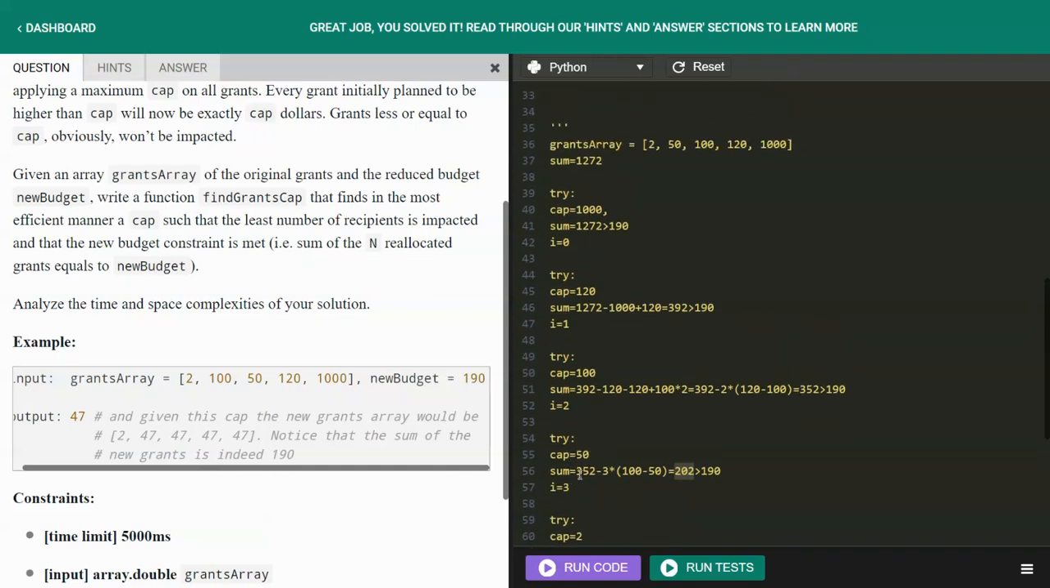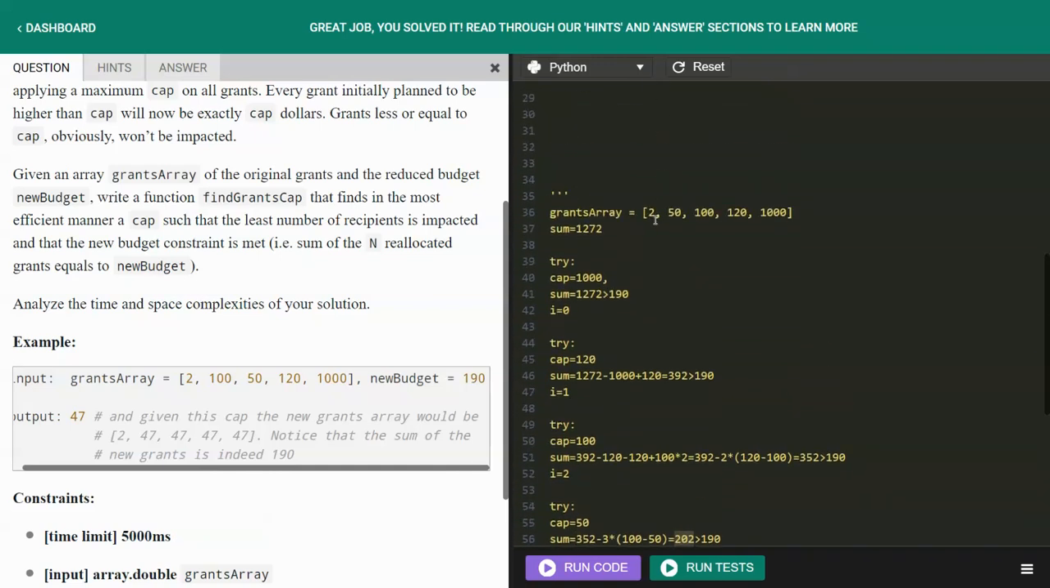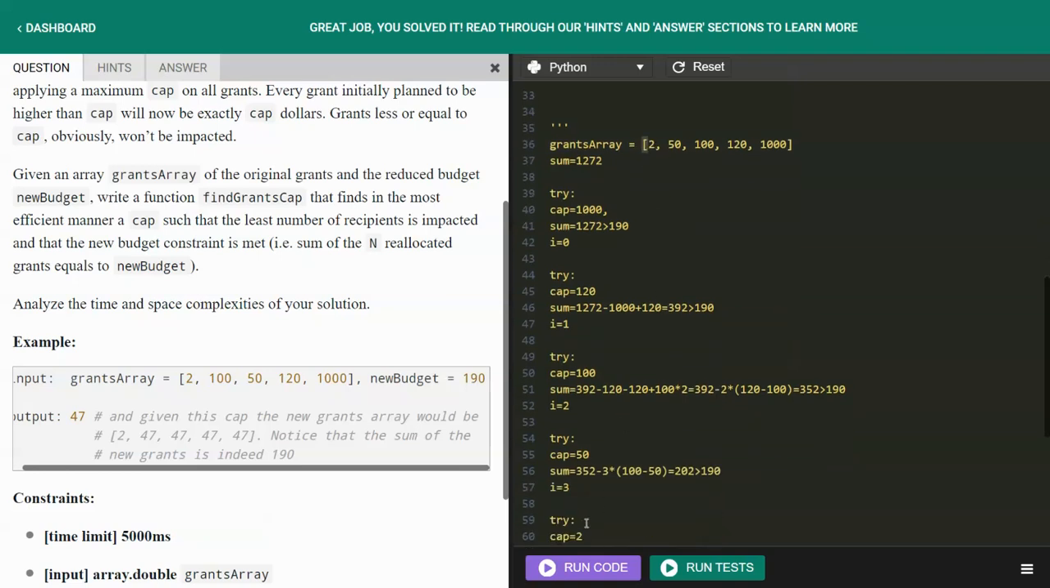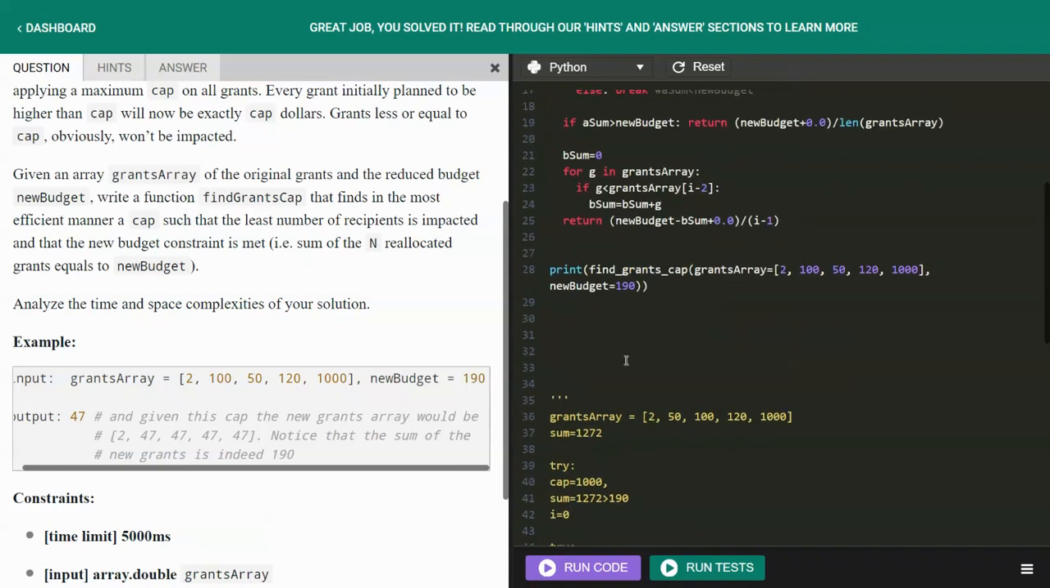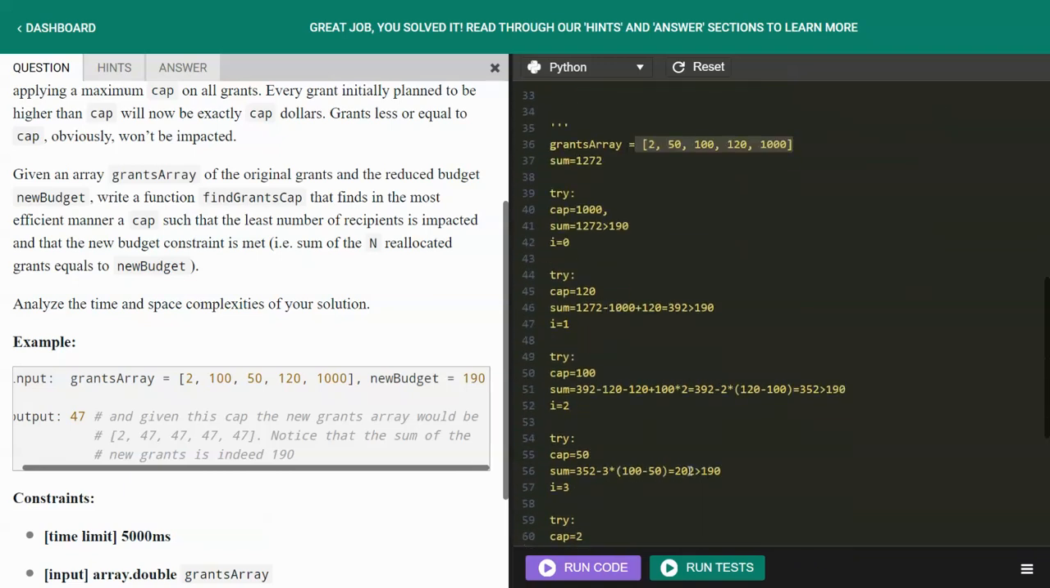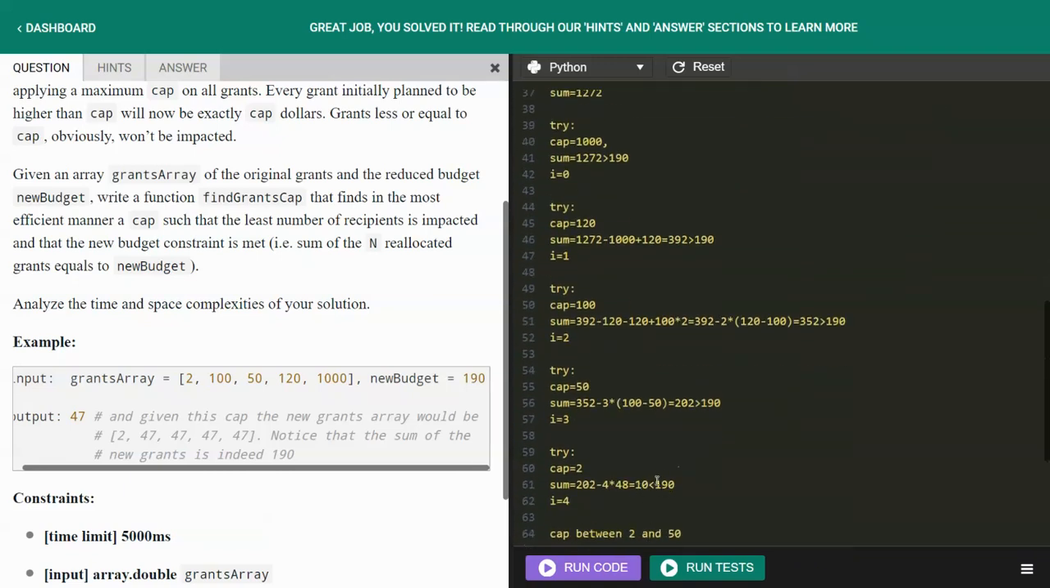And now we try the last one, which is 2, the first guy, the lowest grant. If we try that, we set the cap rate to be 2, and the running sum will be 202, the prior running sum, minus 4, which is the index, times the difference between the old cap rate and the new cap rate, which is 48. And now the running sum is 10, which is 2 times the number of grants, which is 5. Now we are below the budget, so we can increase the cap a little bit.